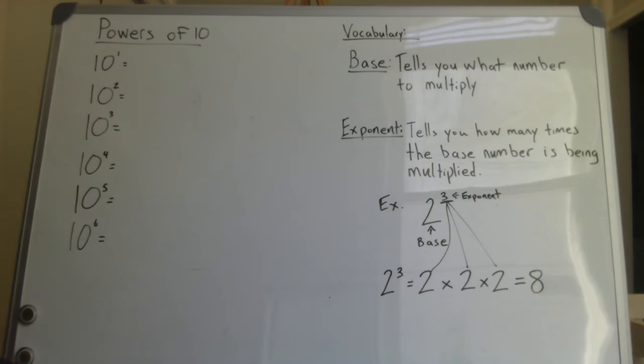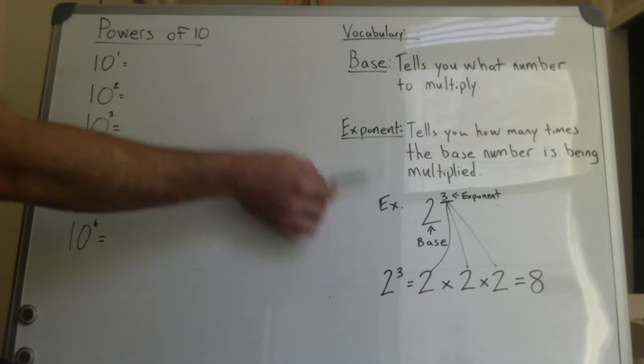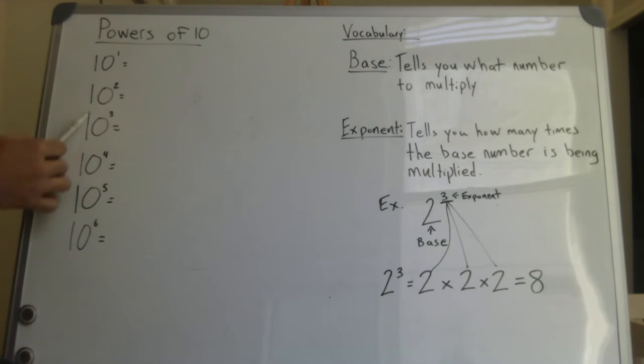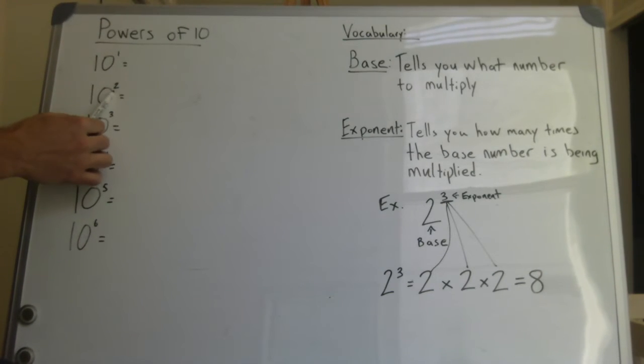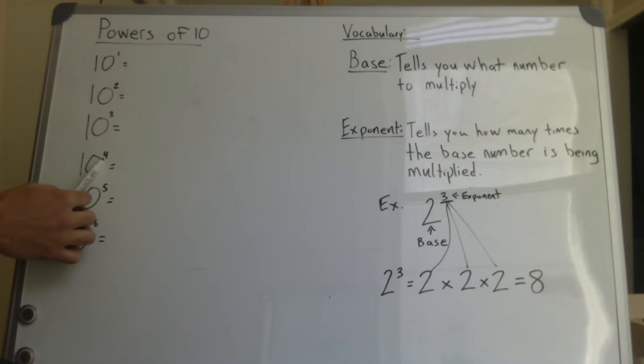Now let's take a look at what's called powers of 10. So the base is 10. In what we call powers of 10, the base, the large number, is always going to be 10. And the exponent just increases. So we have 10 to the first power, 10 to the second power. They also say 10 squared. You have 10 to the third power, or 10 cubed. 10 to the fourth power, 10 to the fifth power, and 10 to the sixth power.